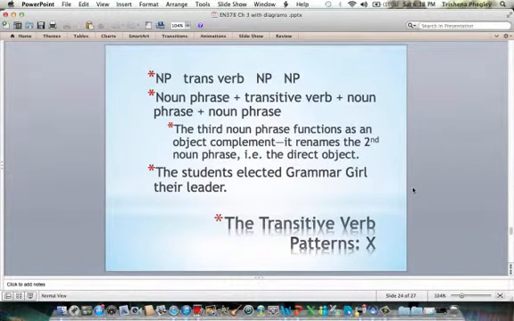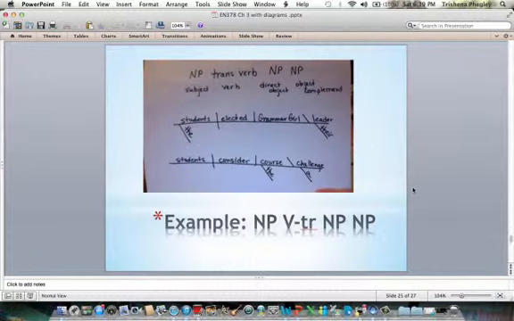Next one, this is the very last one. Noun phrase plus transitive verb plus noun phrase plus noun phrase. The third noun phrase functions as an object complement. It renames the second noun phrase. Okay, and the sentence we have is the students elected Grammar Girl their leader. All right, we have students as the subject in the subject role, and then elected is the verb. Students elected who? Grammar Girl. That's your second noun phrase. It's functioning as a direct object, and then the object complement is leader.